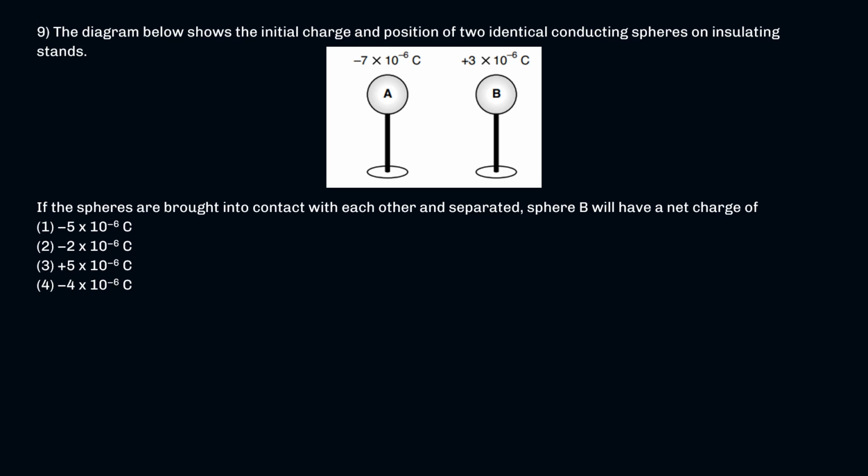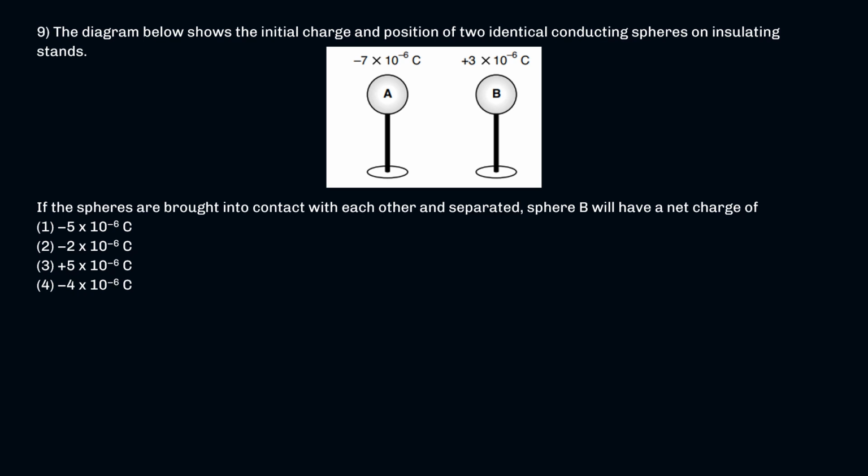That's example number 9. We have the diagram below shows the initial charge and position of two identical conducting spheres on insulating stands. If the spheres are brought into contact with each other and separated, sphere B will have a net charge of. So the idea with this is whenever I have two charged objects that come in contact with each other, the charge wants to spread as evenly as possible. This is what we call conservation of charge. And essentially what happens is the charge on each of these two conducting spheres will be the same after they come in contact with each other.